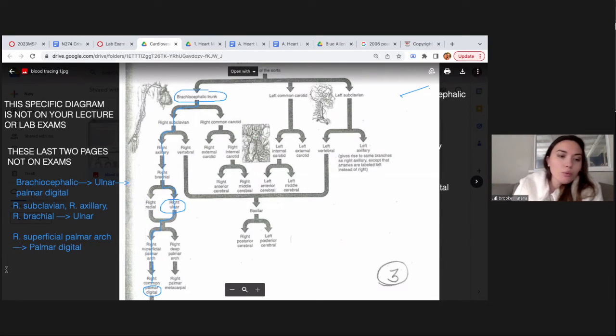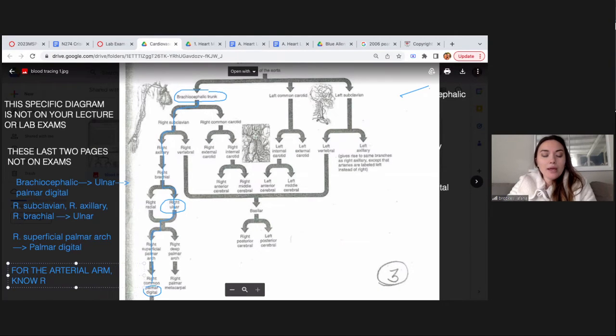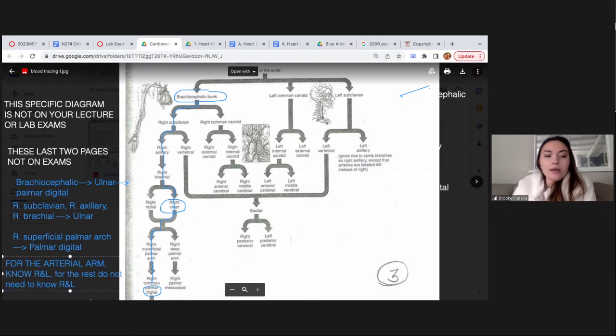Do you need to know right and left? For the arterial arm, yes, right and left. This has to do with the blood flow off of the aorta of the heart. For the arterial leg, venous arm, and venous leg, you do not need to know right and left. But for the arterial arm, you do need to know right and left. Remember, you have a quiz on these. So how do you study for the quiz?